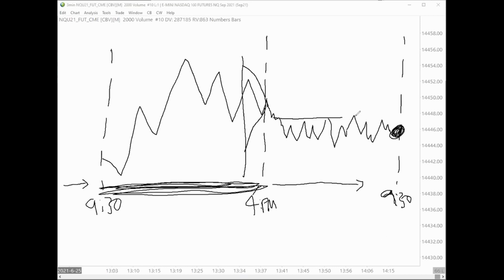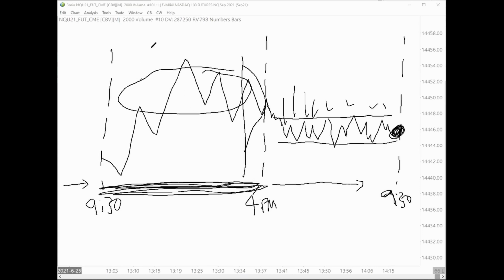If we look at this massive multi-hour, multi-TPO balance, it's probably going to be bigger than this one was. Okay, here's balance A, here's balance B. Which one of these balances is more important to the overall market and more participants? Who knows? A, correct.